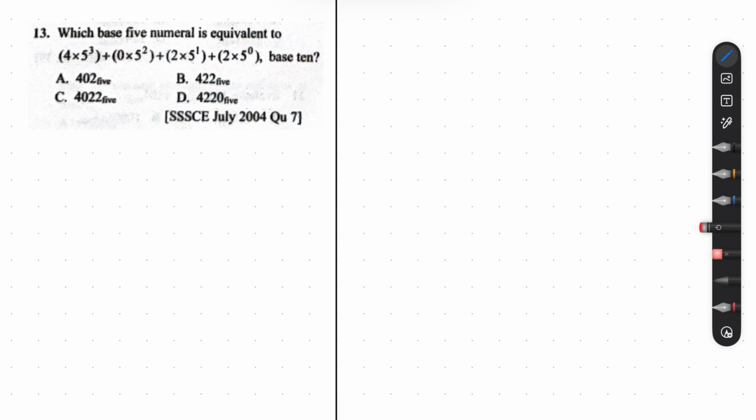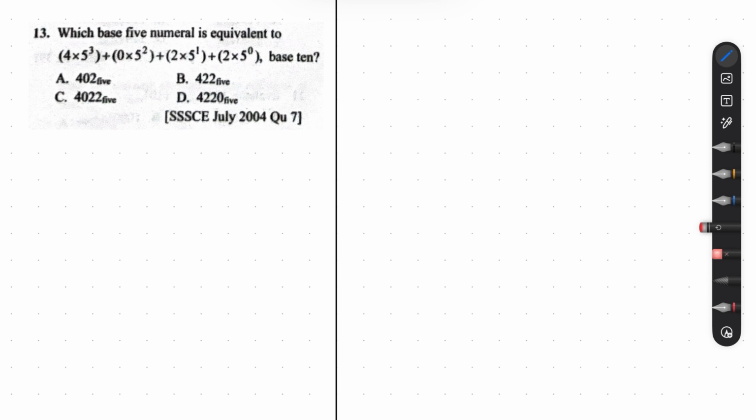As you can see over here, we have a conversion going on. The conversion is most probably in base 5 because we have 5 here, 5 here, 5 here, 5 here, and the exponents of the 5s are in ascending order, that is from 0, 1, 2, 3. So we can easily see that we are converting a certain number from base 5 to base 10. So how do we get that number?